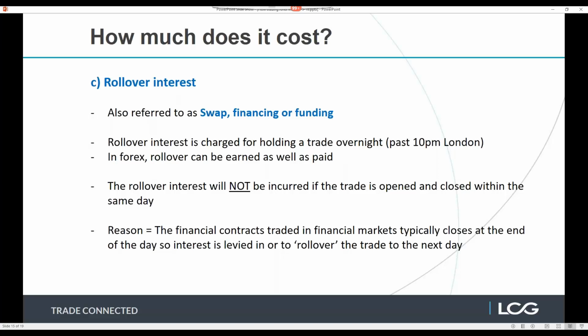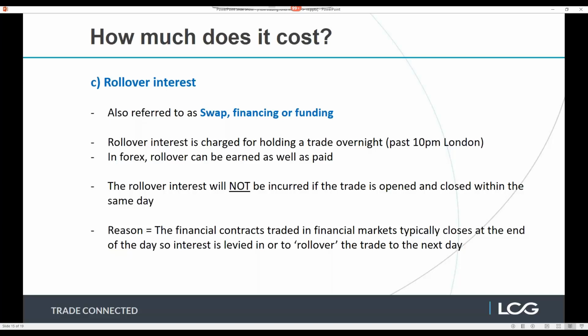Rollover interest being the last thing here. Sometimes it's called swap or financing or funding, all different words used for this. But rollover interest is charged for holding a trade overnight. So the way LCG does it, and the way most brokers do it, is once it goes past 10 p.m. in London, which obviously normally matches 5 p.m. in New York. So basically, if you think about the trading day, it kind of starts in Asia, ends in the Americas. So the end of the US trading day is 5 p.m. That's when you consider it the end of the day and the new day starts. Obviously, you've got to set a time somewhere, because as we mentioned, it's 24-hour markets. So that time set is kind of in alignment with US stock markets.